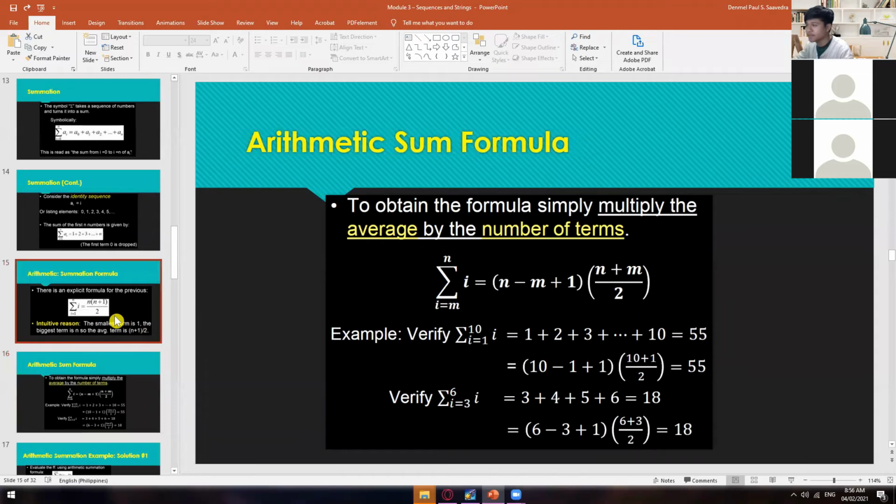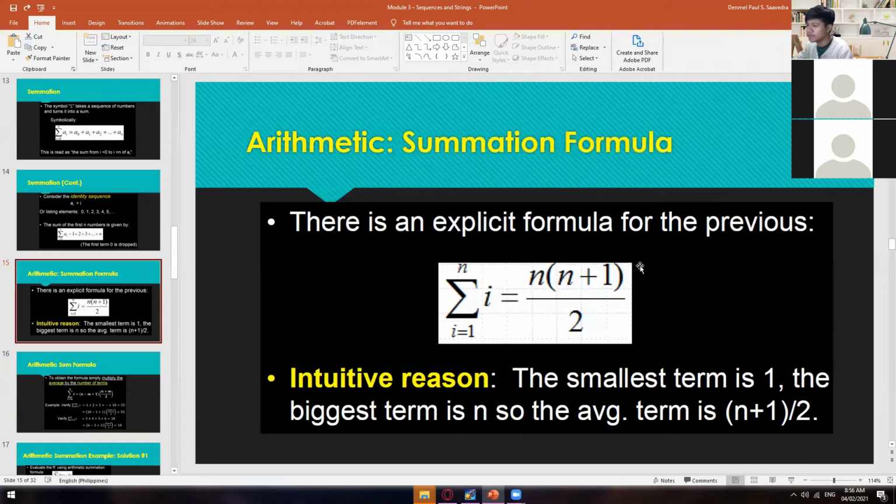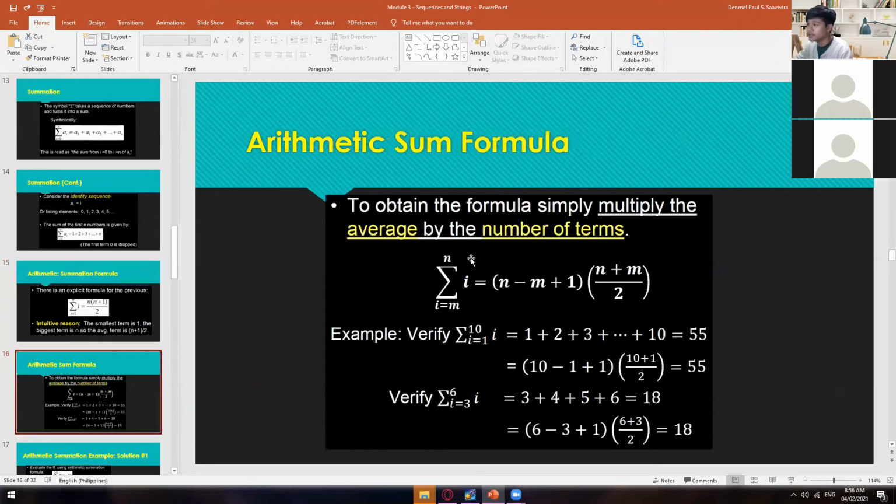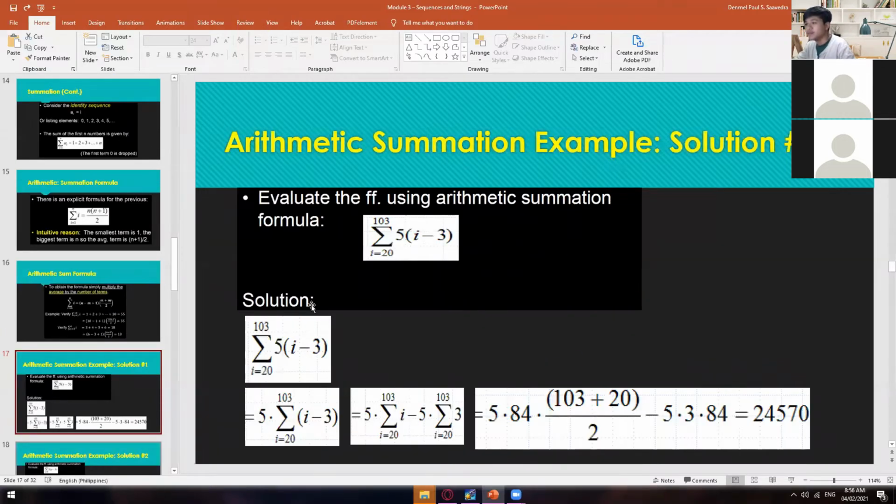Right, so I'll just repeat. Use this formula if it's starting from 1. And then use this formula if it's starting from any number actually. Could be 1, could be 3, could be 5, and so on and so forth. Right? So we have here arithmetic summation example. This is example number 1. So evaluate the following using arithmetic summation formula.